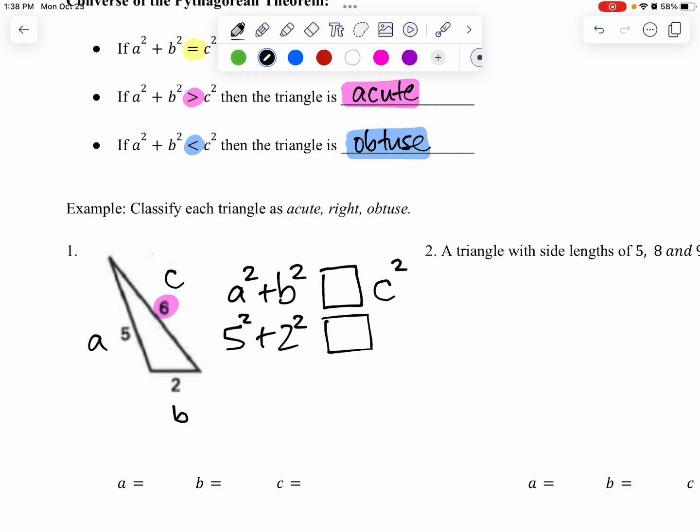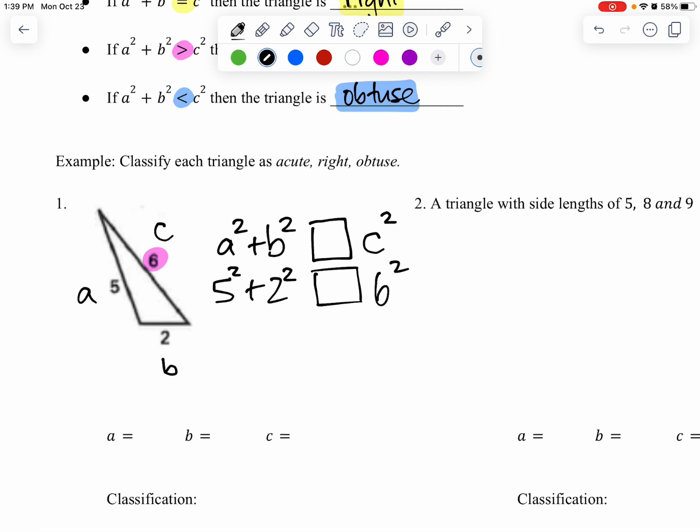I don't know what goes here, but what was the C? The C was the most important part. It was the biggest number. It was 6. Now let me crunch these numbers. 5 squared is 25. 2 squared is 4. How does that compare to, what's 6 squared again? That's 36. 25 plus 4 is 29.